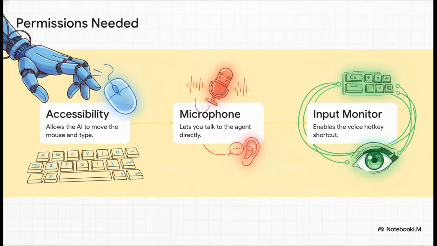First up, you'll need to enable accessibility in your Mac settings. This is absolutely crucial because it lets the AI harness physically move your mouse and type on your behalf. Second, grant it microphone access so you can actually talk directly to the agent. And third, turn on input monitoring. This just enables the keyboard voice hotkey, so whenever you want, you just press a shortcut and OpenHuman instantly starts listening. These are completely standard, totally necessary permissions for a true desktop-level AI.